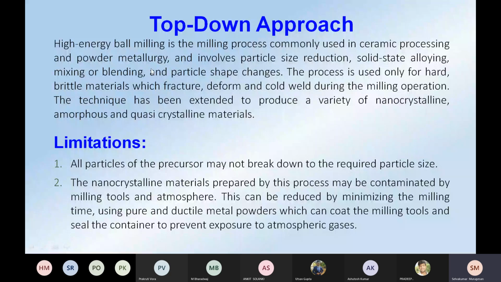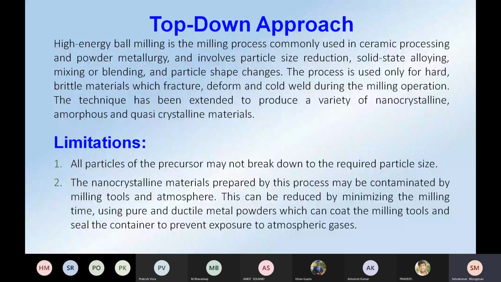The process is usually used for hard, brittle materials, because if we take soft materials like plastics or rubbers, you cannot reduce them, since they undergo extensive elastic deformation. The limitations of this approach are that since you are introducing mechanical forces, there will be a lot of contamination, and the particle size reduction will not be uniform.